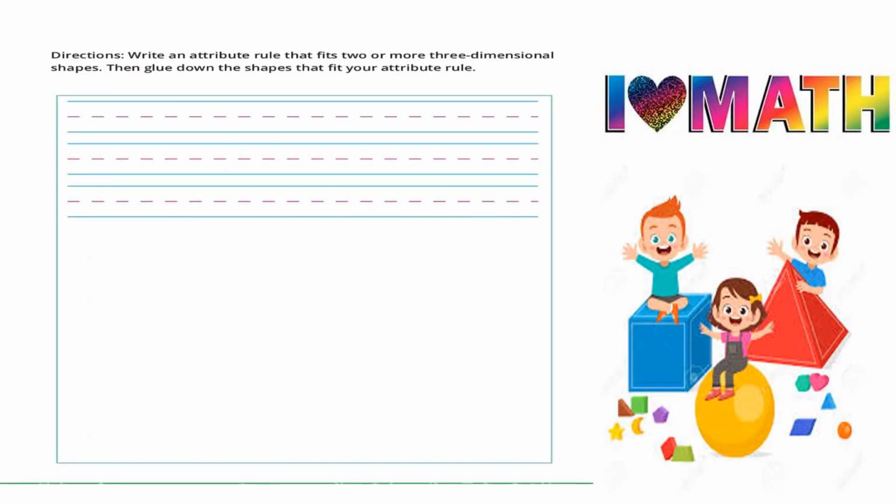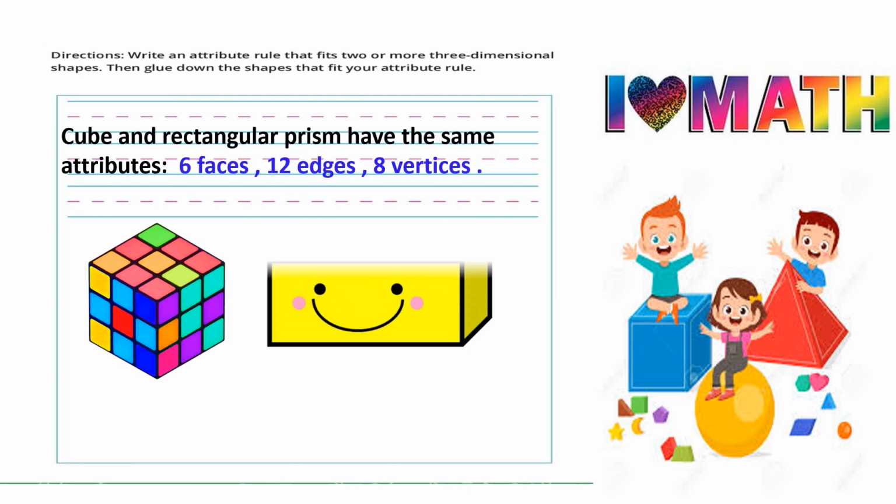Here in our math journal, write an attribute rule that fits 2 or more three-dimensional shapes. We will write the cube and rectangular prism. They have the same attributes: 6 faces, 12 edges, 8 vertices, and we can stick a shape or a photo for cube and rectangular prism.